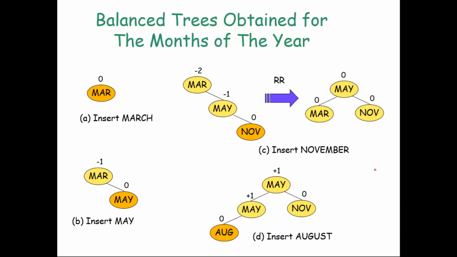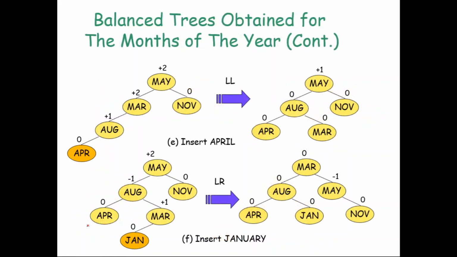Now you are adding August. When you add August, it is placed here. So the balance factor of August is 0. The balance factor of May is 1, because it is 1 minus 0; there is no right child. Balance factor of November is 0. This is March, not May. Balance factor of March is 1, and balance factor of May is also 1, because it has 2 children, so 2 minus 1 is 1. So this tree is actually balanced. Inserting August does not create any unbalance, right?